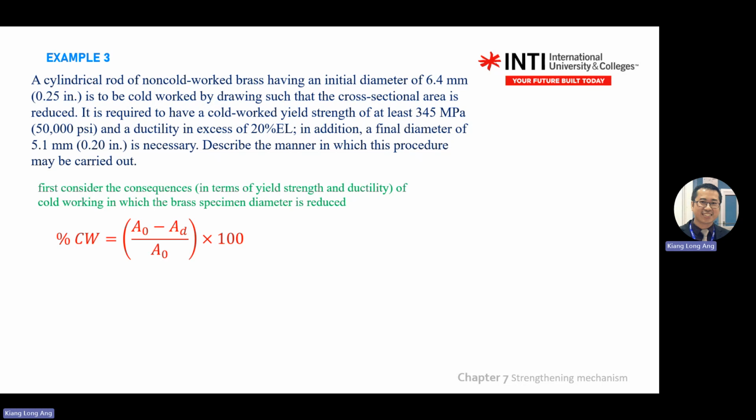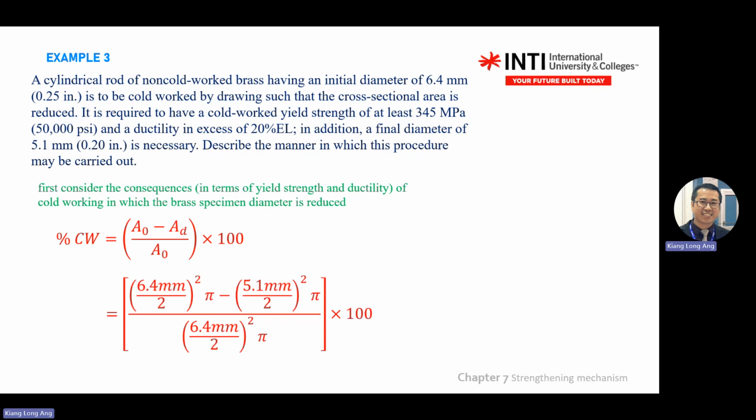So here what is missing? The percentage of cold work. So you take 6.4 and 5.1. You know that from the beginning to the end, how many percent of cold work do you need? Okay, you substitute the values, you find about 36%, 36.5%, right? Again, a reminder for this module: a minimum of 2 decimal places, maximum 3 decimal places.